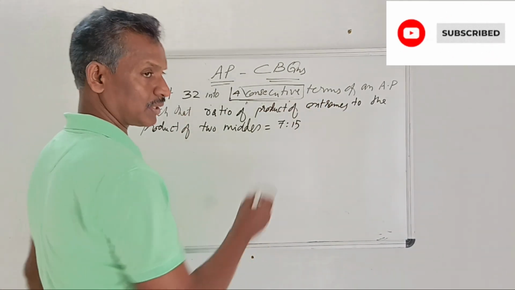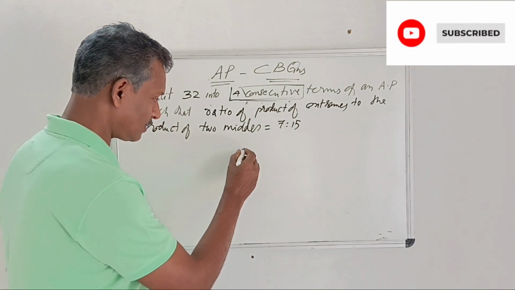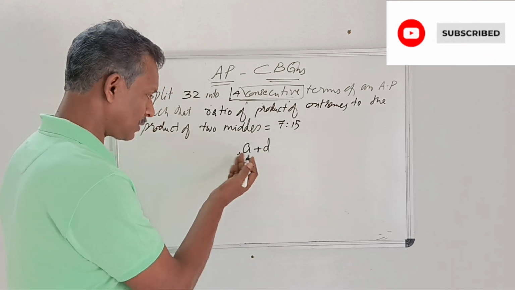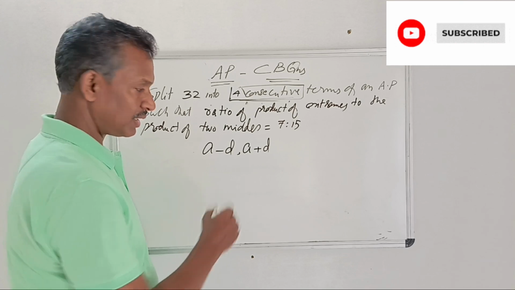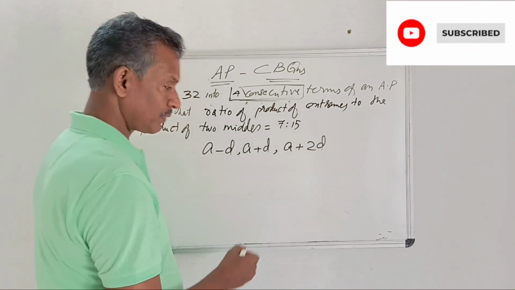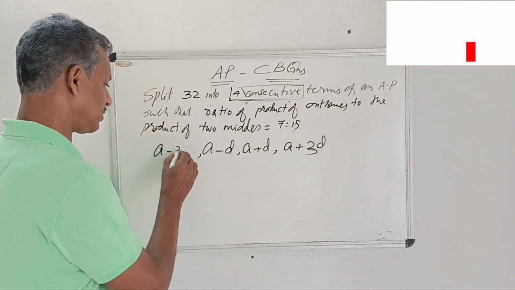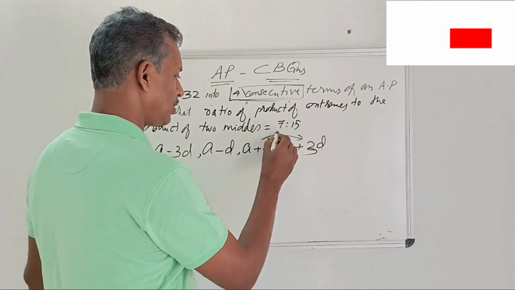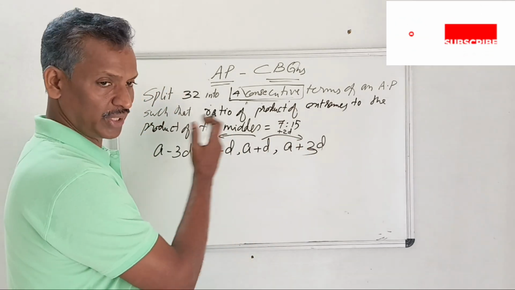If there are 4 consecutive terms, you should not take A as the middle. You have to take it like this. A plus D is one term and the previous term is A minus D. And the next term is A plus 3D, not 2D, 3D. And the previous is A minus 3D. What is the difference here? It is increasing by 2D. And here if you go back, it is decreasing by 2D.